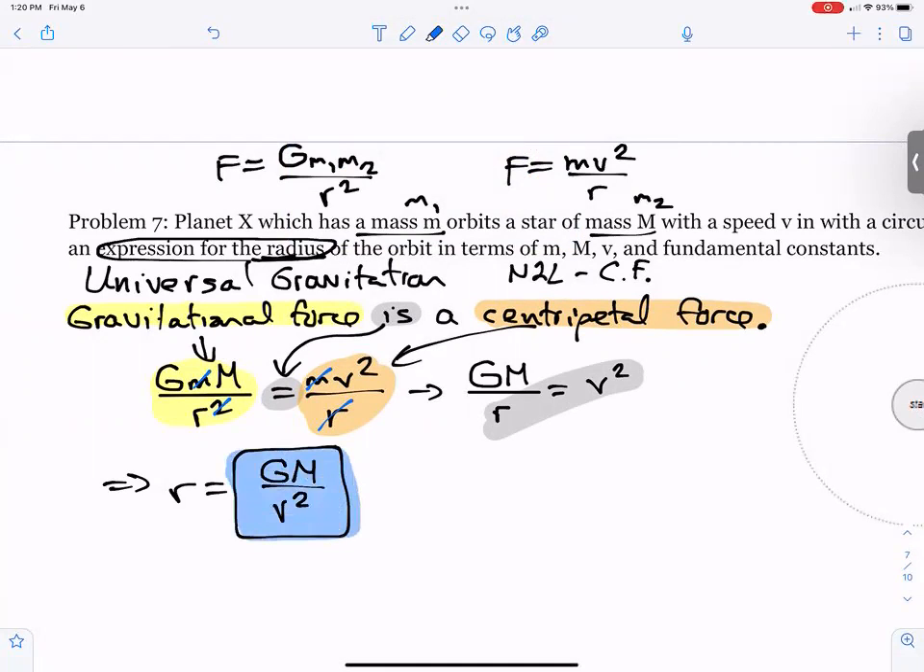And before you finish, you just do a double check and make sure that the variables are acceptable. Is G acceptable? Yes, it's a fundamental constant. Is big M acceptable? Yes. Is v acceptable? Yes.